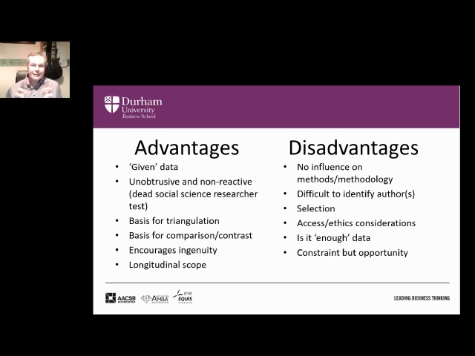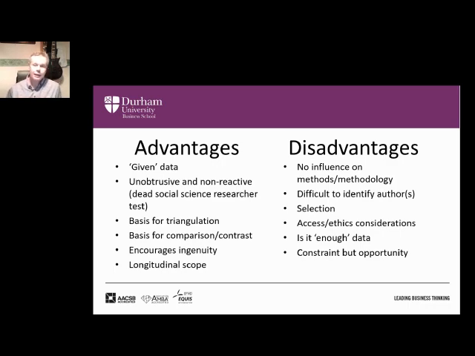And there's this phrase, the dead social science researcher test, which is a bit morbid perhaps, but essentially the kind of data that you get doing documentary analysis passes what's sometimes called the dead social science researcher test. With an interview, that wouldn't have happened if the social scientist had died on the way to carrying out the interview. But with documentary data, it's already there, so it would already be in the world.